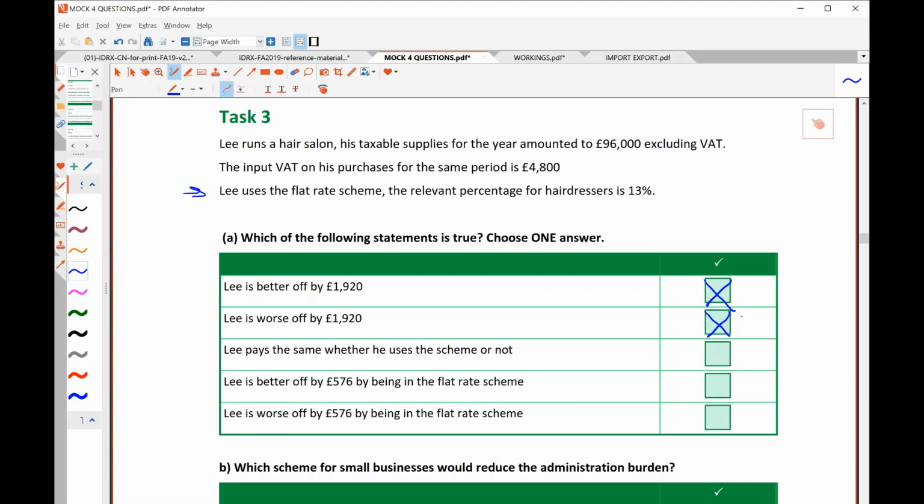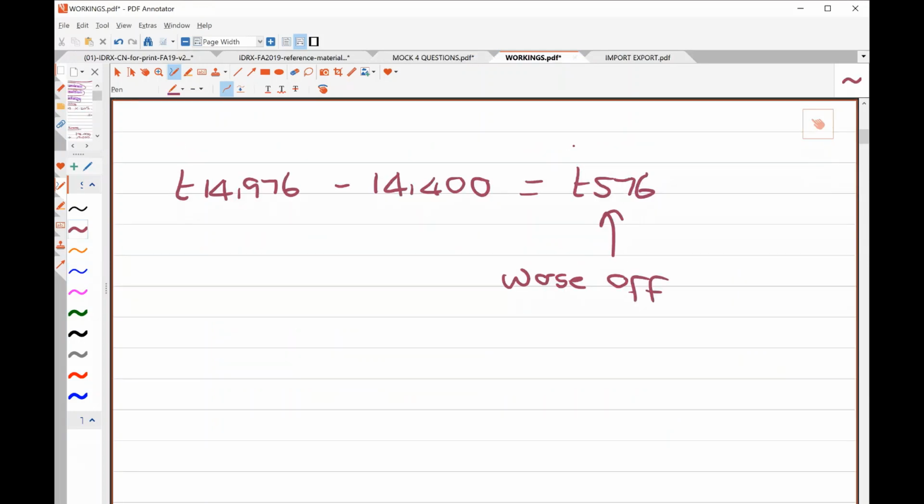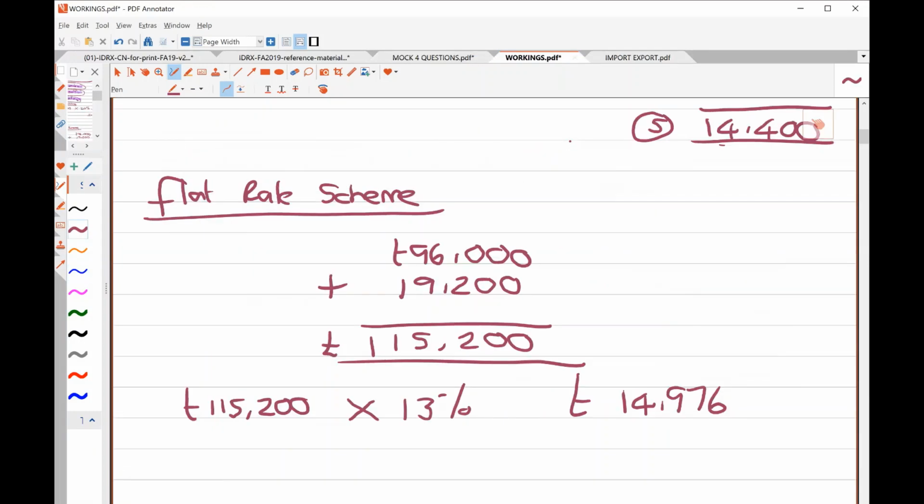Right, so Lee pays the same whether he uses the scheme or not. Well, you know what? No, he doesn't, because I spent about 2 minutes of my time doing some workings, and I know he doesn't. You can't possibly, because it's two different amounts. If I was doing this in an exam, I'd just take a couple of minutes on my scrap paper and do these workings. So that's definitely not the right answer. It can't possibly be.